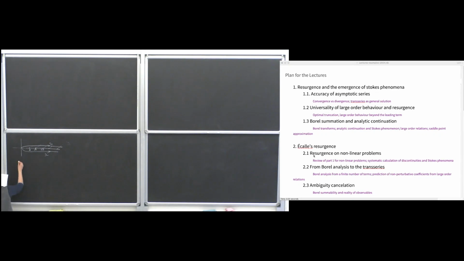So what we want to find is a summed result for argument of Z equals 0. But it's a Stokes line.